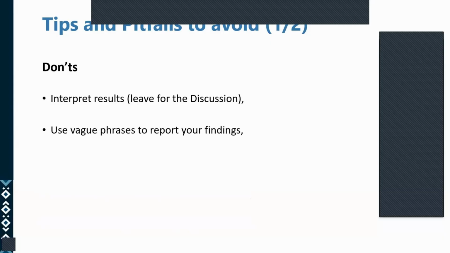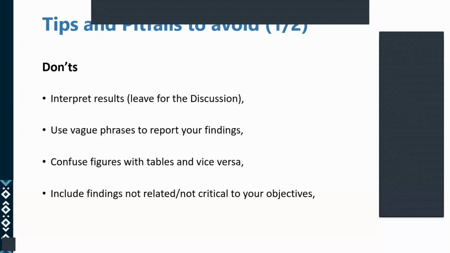You shouldn't use vague phrases to report your findings. We said you should be concise and precise and not use lengthy sentences. You should not confuse figures with tables and vice versa. If you really want to compare, like using the ARC time from day 1 to 7 and all, it will be better presented in a table than a figure, and a trend will better be presented visually using a figure. What you should not do is include findings not related or not critical to your objective.